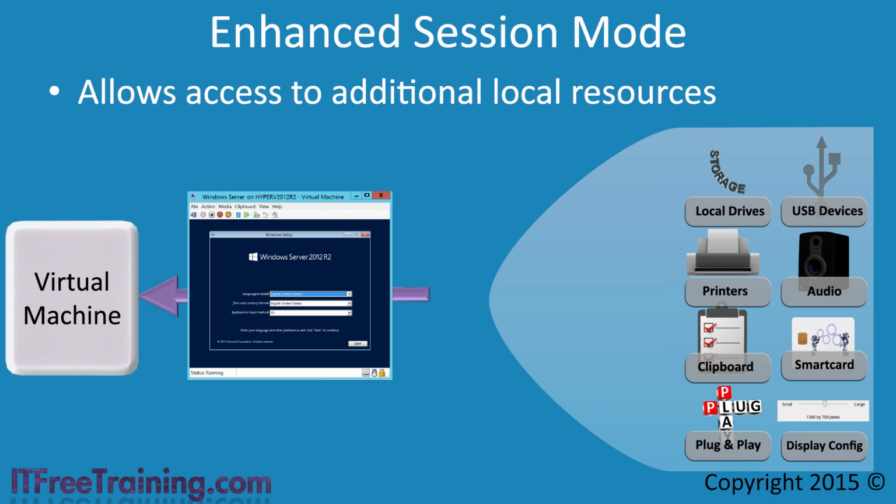In order to use this, Enhanced Session Mode uses the VMBus. The VMBus is used by Hyper-V for high-speed communication between the virtual machines. The VMBus is installed when you install Hyper-V integration services on the virtual machine. This essentially means that it does not require any additional networking or other services to be installed. All you need to do is install integration services and make sure that Enhanced Session Mode is enabled.